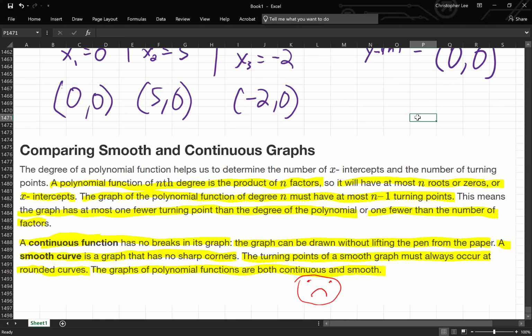A continuous function has no breaks in its graph, right? The graph can be drawn without lifting your pen from the paper. A smooth curve is a graph that has no sharp corners, right? The turning point of a smooth graph must always occur at rounded curves. So it's going to be smooth. The graphs of polynomial functions are both continuous and smooth, right? I put that face there because that sounded a little complicated.